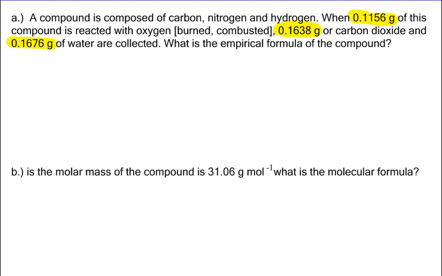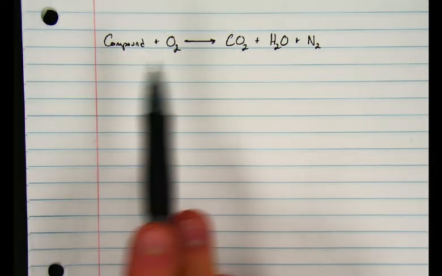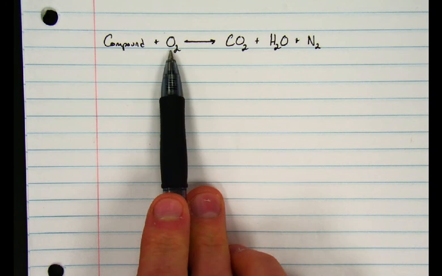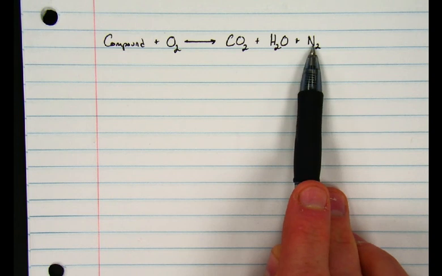I'm given these values, one of which is the compound in question, and two of which are carbon dioxide and water, so what this compound has decomposed into. I'm being asked to find the empirical formula of the compound. So the easiest way to do this would be to write it down. Let's write an equation that uses all of this information. So here's the equation as it was given to us. A compound plus oxygen gave us carbon dioxide, water, and nitrogen as its byproducts.